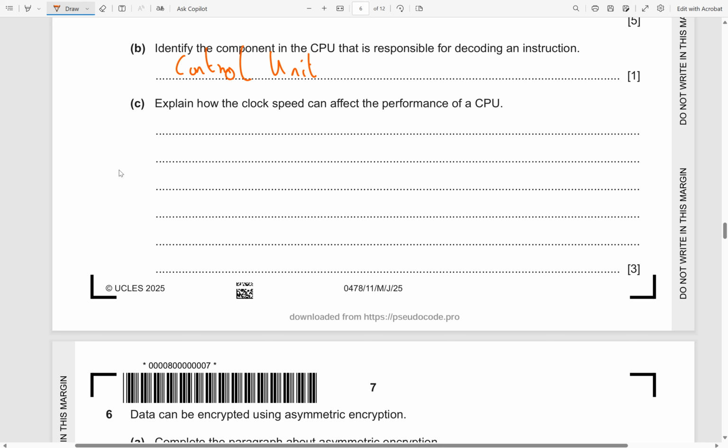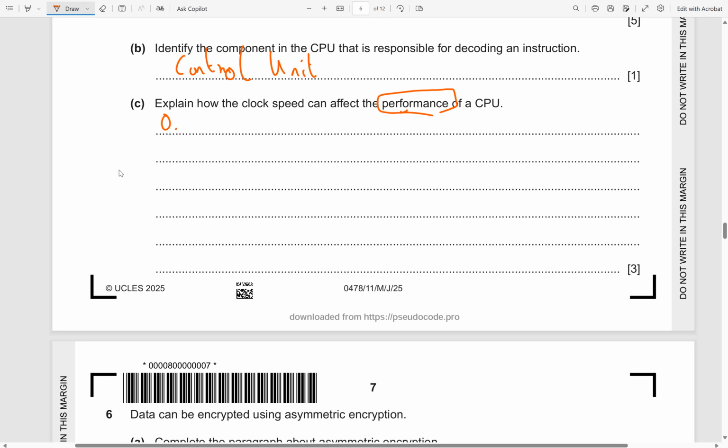And maybe this is not necessarily performance, but you could mention that if we increase the clock speed too high, then because of overheating the CPU can actually get damaged, and in that case you're actually decreasing the performance because you've damaged the CPU. So let's try and say that.